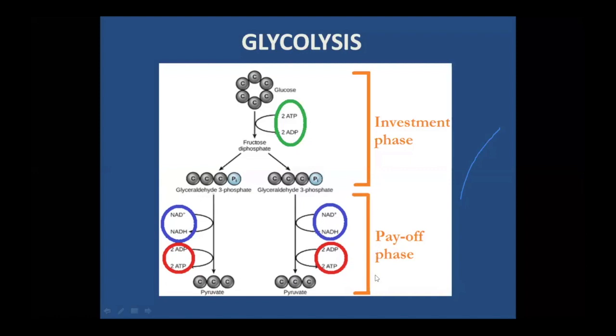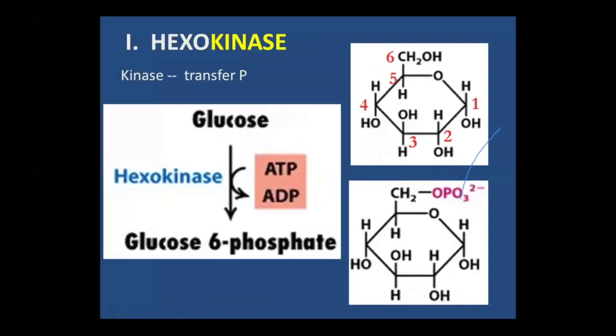Now, the second phase would be the payoff phase. Here, we would be making use of NAD, which is in blue circle, and ADP. Okay? However, dalawa na sila. Tig-dalawa. Kasi nag-branch off po tayo. So from NAD, we form NADH. And from ADP, we phosphorylate that to form ATP. Okay? The end of that would be a 3-carbon molecule without the phosphate. This is what we call pyruvate. Okay, so let's go to the details.